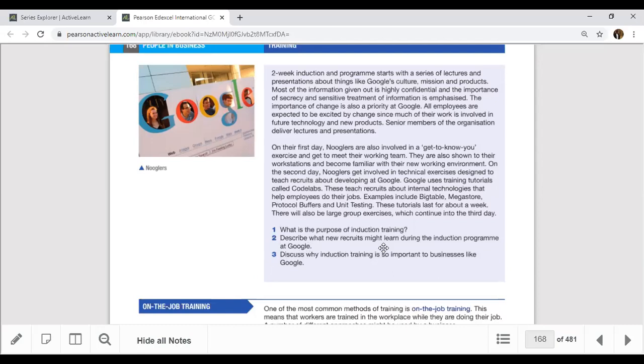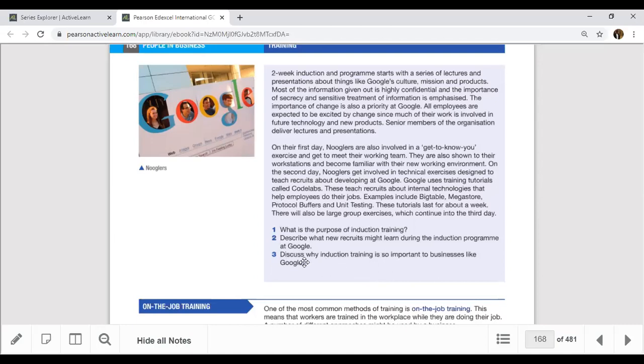What is the purpose of induction training? The main purpose of induction training is to help new recruits become more comfortable and familiar with their new surroundings. That's the most important thing. So that's the most important thing, to be comfortable with the new surroundings, right?